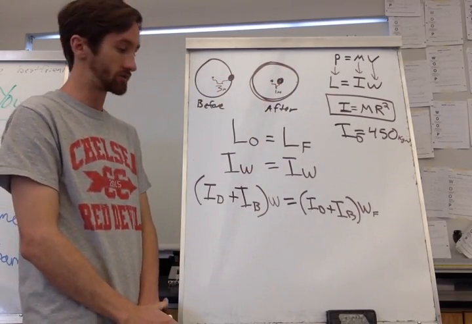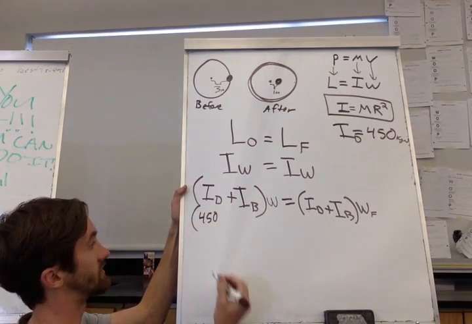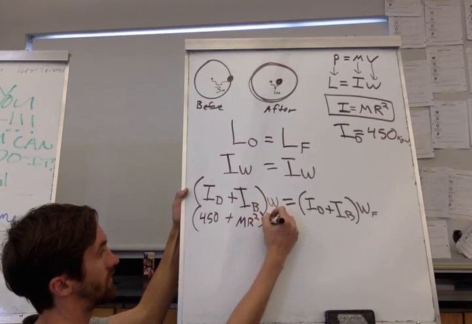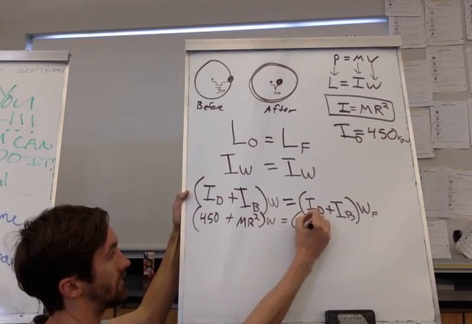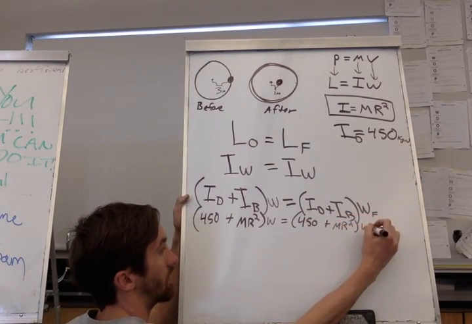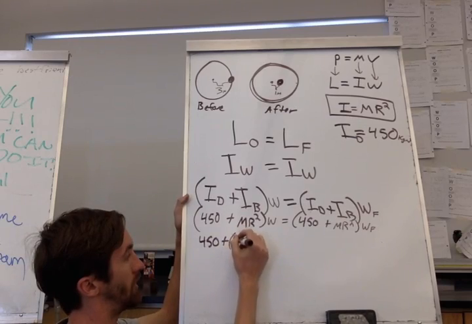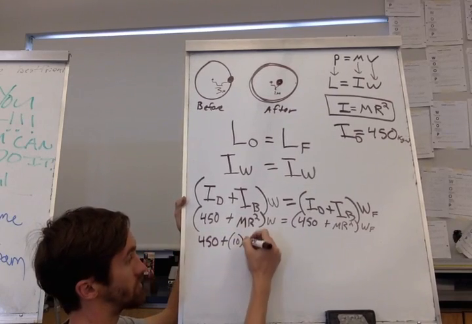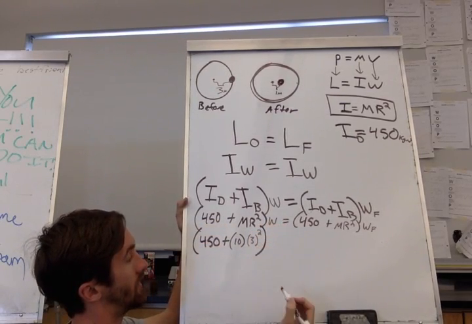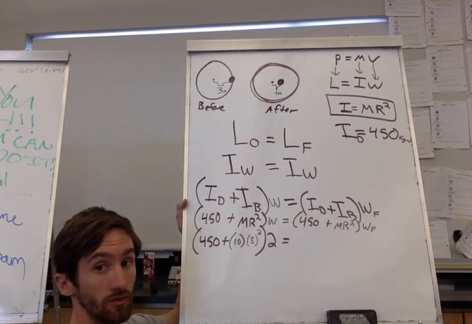So that inertia changes. So what we're going to see here is that we've got 450 as the inertia of the disk plus mr squared equals 450 plus mr squared final. And we're going to take the mass of the bug, which is 10 kilograms, it's a very large bug, and the radius before squared. And we're going to multiply all of that by the angular velocity before, which is 2.